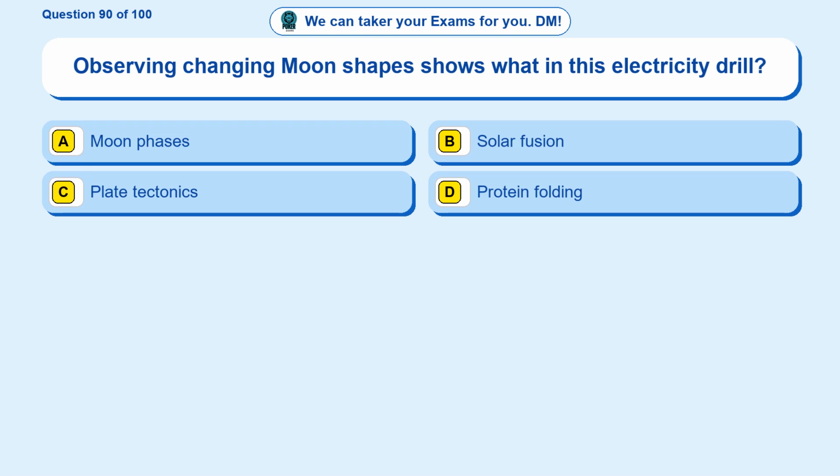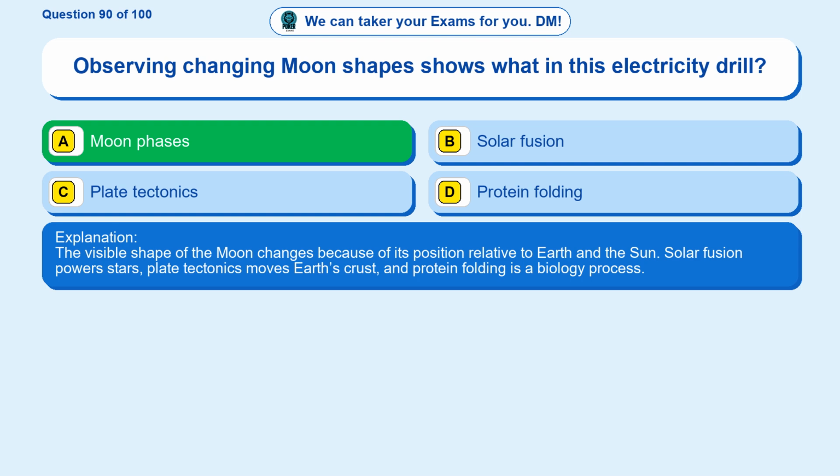Question 90. Observing changing moon shapes shows what in this electricity drill? Option A, moon phases. Option B, solar fusion. Option C, plate tectonics. Option D, protein folding. The correct answer is option A. Moon phases. The visible shape of the moon changes because of its position relative to Earth and the Sun. Solar fusion powers stars, plate tectonics moves Earth's crust, and protein folding is a biology process.